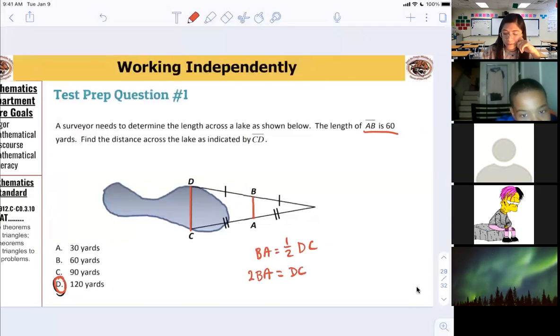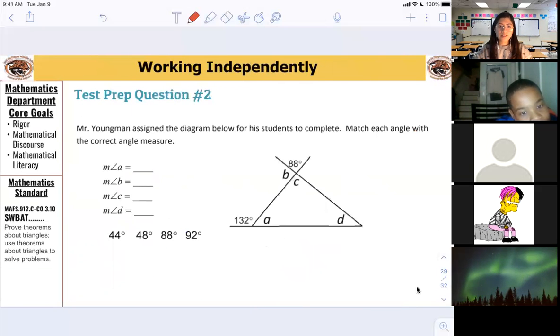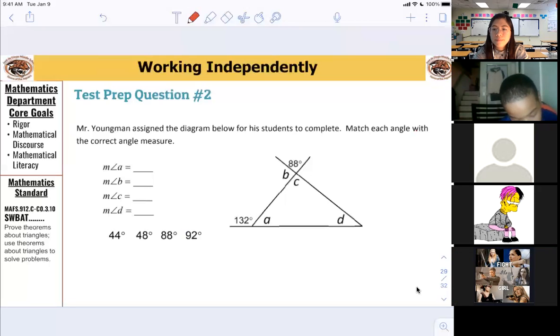Okay, question number 2. This one I can't do a poll because it's not multiple choice. Can I have a volunteer read? Miss Lopez, I can't log into anything. I can't even log into my portal. Okay, just watch from Janelle's screen. All right.